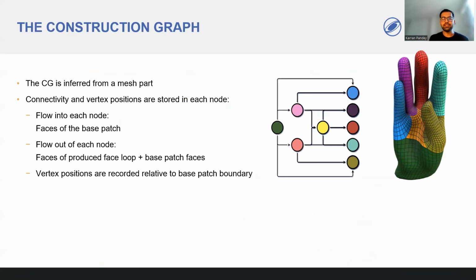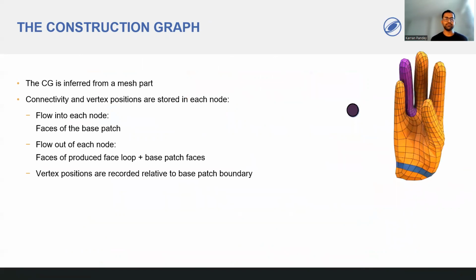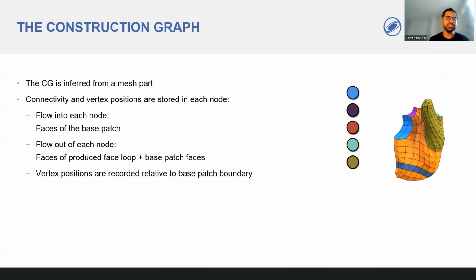Building an FEQ as a sequence of primitive operations on admissible face loops allows us to encode this sequence of operations as a directed construction graph, which imparts an FEQ with a plausible construction history. We can infer a construction graph for a mesh part by iteratively deconstructing extrusions in the selection while recording each extrusion operation and the relationships between them in the construction graph.